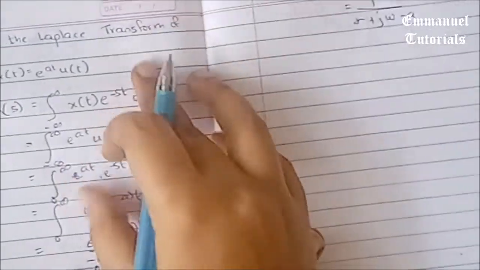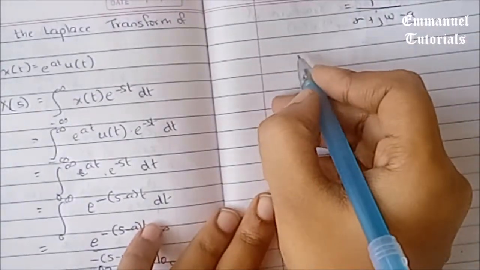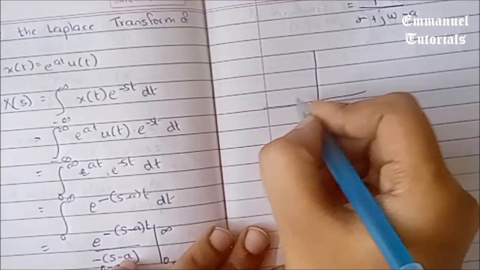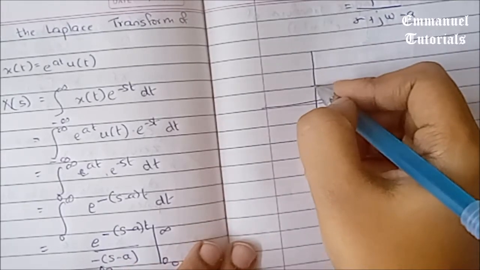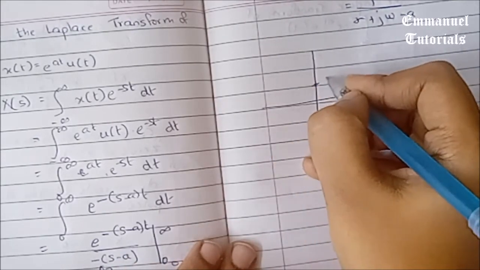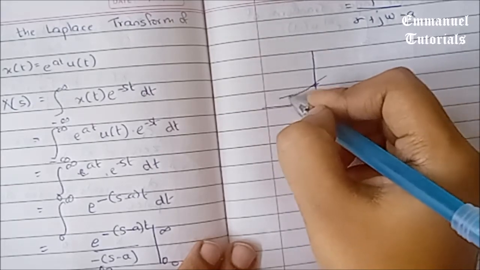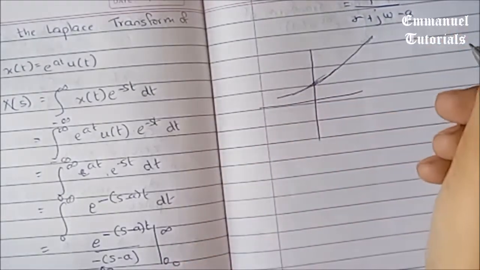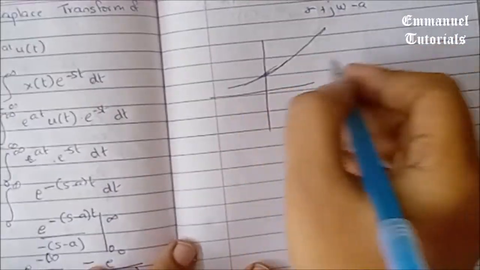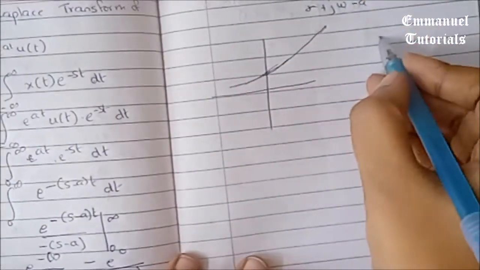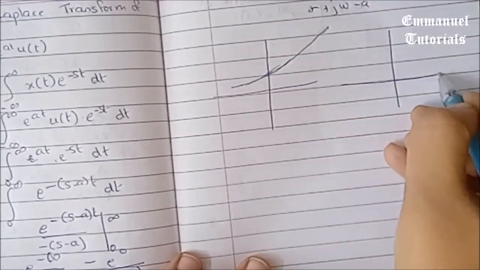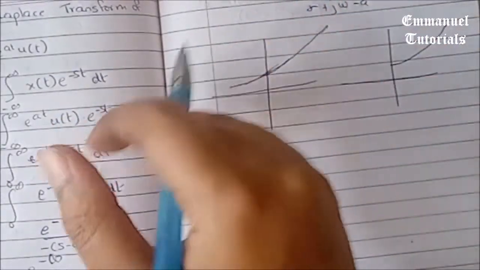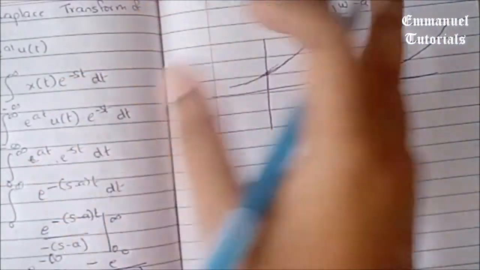Now next we have to find the ROC, or the region of convergence. Now if you see e raised to at u of t, if you try to plot that, e raised to at is this kind of a signal. So at 0 it is 1, and before that it's a decreasing, and after that it's an increasing signal which goes on till infinity. Now if you multiply it by u of t, it will become a signal which starts from 0 and then ends at infinity. So you can see that on the left hand side there is nothing, the signal's value is 0.